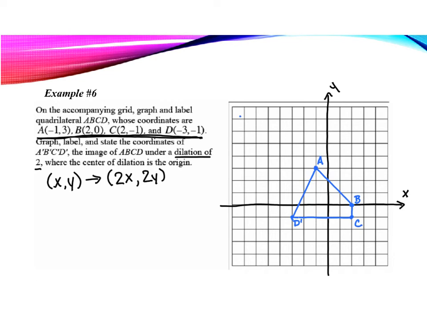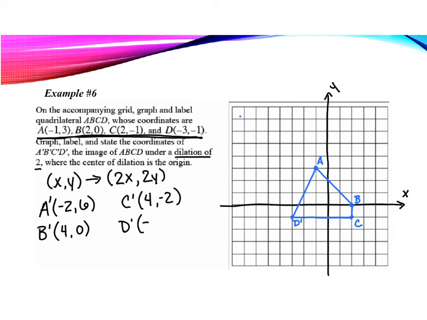by 2. So A becomes (-2, 6). B becomes (4, 0). C becomes (4, -2). And then D becomes (-6, -2). Now we're going to plot these points. I'm going to pause for a bit until I get my points plotted. You do the same.